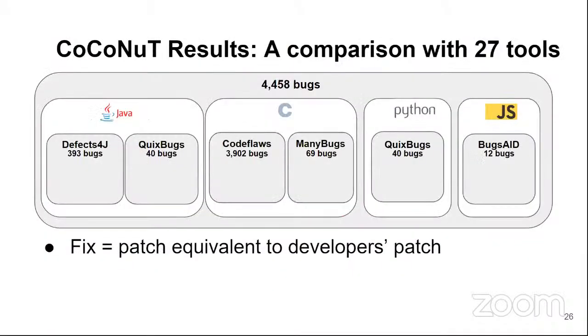We evaluated our Coconut on 6 benchmarks in 4 different programming languages, including Defects4j, the most popular bug repair benchmark. Note that Defects4j has been used to test more than 22 other tools. And I want to say that for the evaluation, we also consider a patch not only fixed if it passes all the test cases, but we also manually verify that it is semantically equivalent to the developer's patch.